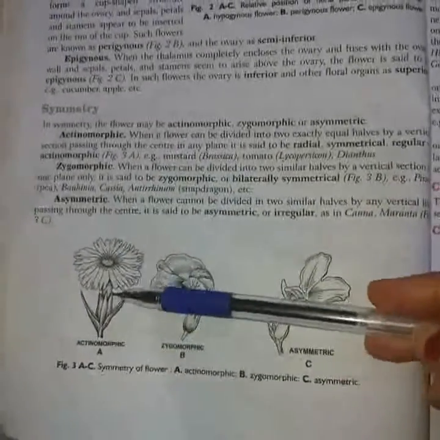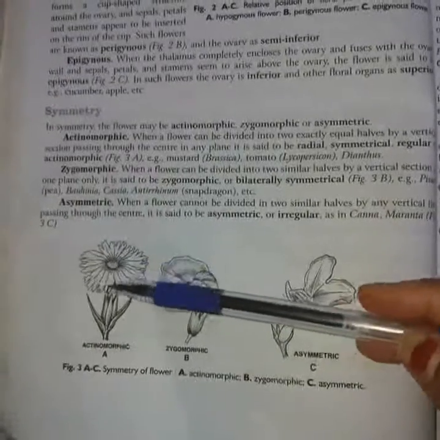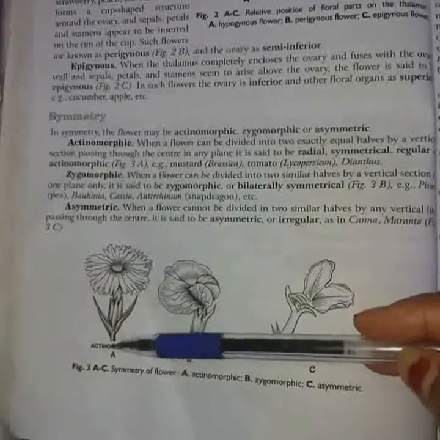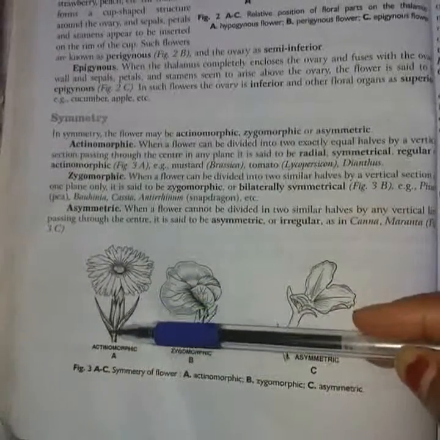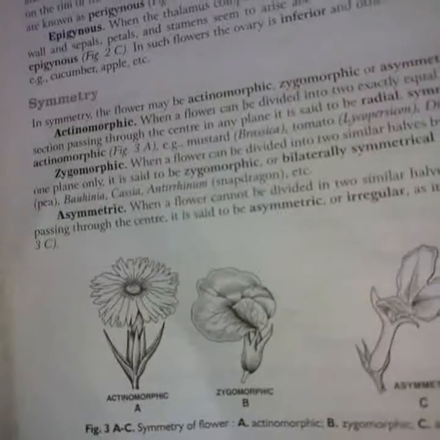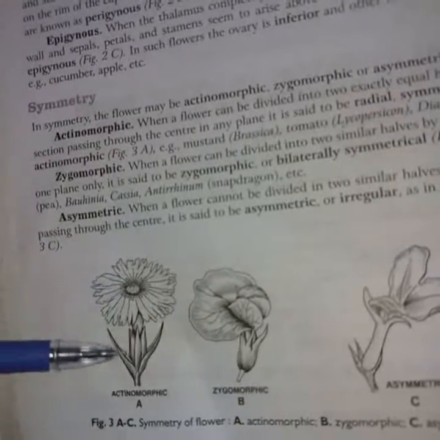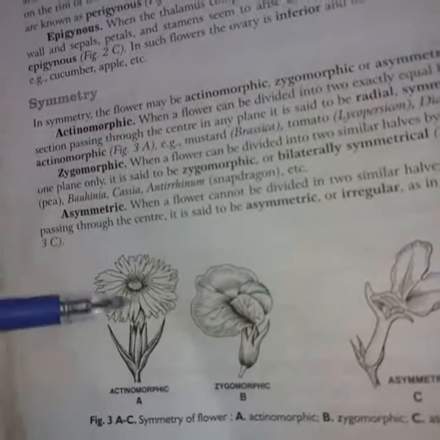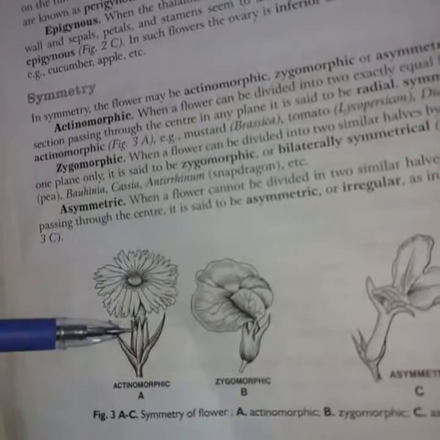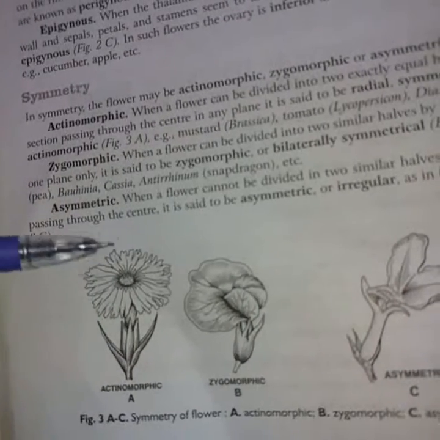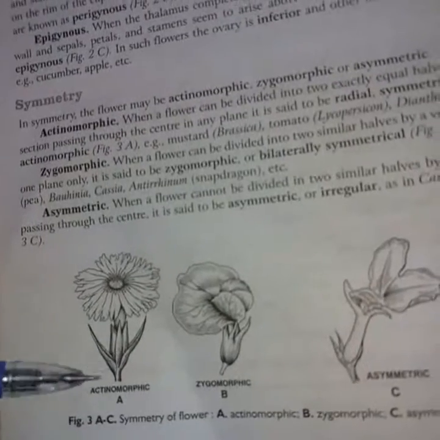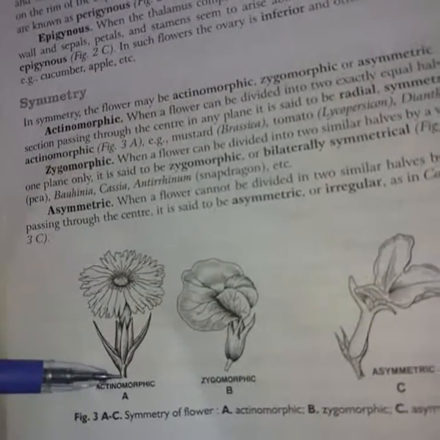So in this structure, the position of the flower is upside. When we cut the flower in a vertical or longitudinal section, then it is equally divided, or the parts are equal. So when we cut here, all the parts are divided into equal sides. So this flower is called actinomorphic symmetry.